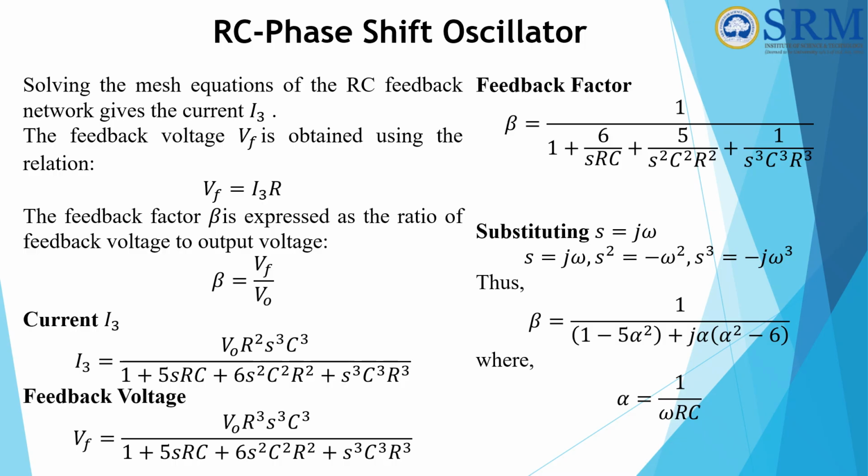By substituting S equal to j omega, we get S square equal to minus omega square, S cube equal to minus j omega cube. Thus, beta becomes 1 by (1 minus 5 alpha square plus j alpha into (alpha square minus 6)), where alpha is equal to 1 by omega RC.